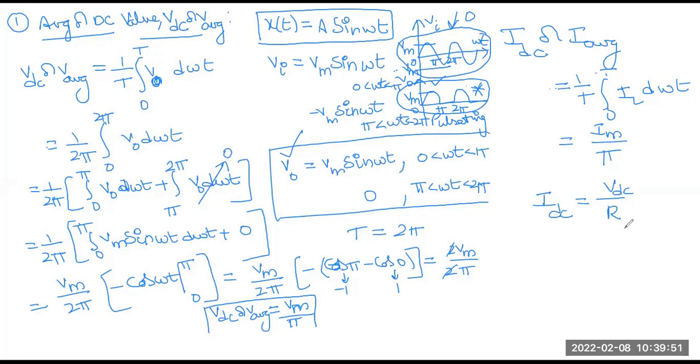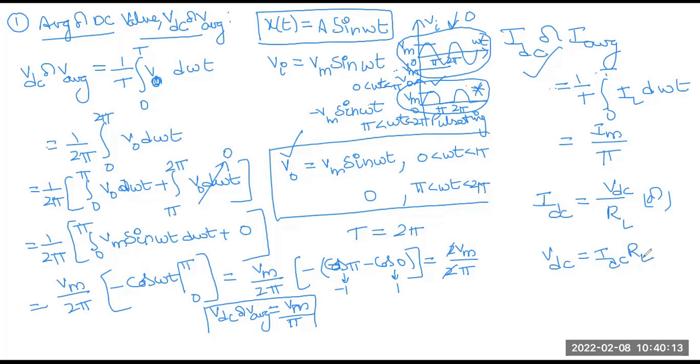Same RL. Right. It is RL. So if you know VDC, easily you can evaluate IDC by writing the expression as VDC by RL. Or the other way is, if I know IDC, how do I get VDC? IDC into RL.